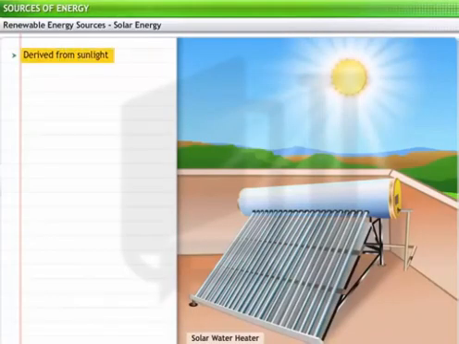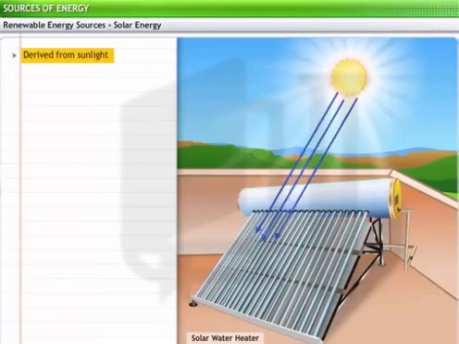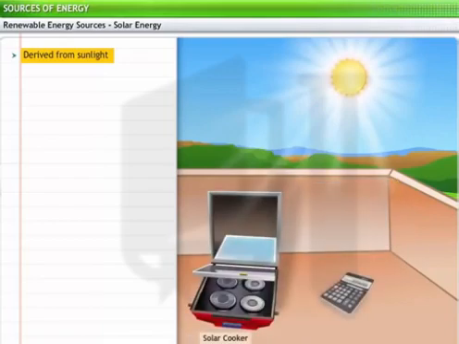We can see solar water heaters at many places, especially at hill stations where heating water consumes a lot of electricity. These heaters make use of solar energy from the sun. The use of solar energy is increasing and pervading our day-to-day lives in many ways. Solar cookers and calculators are already quite common.